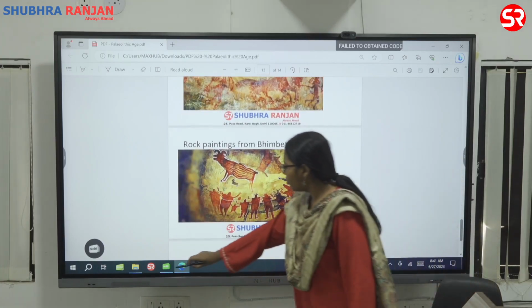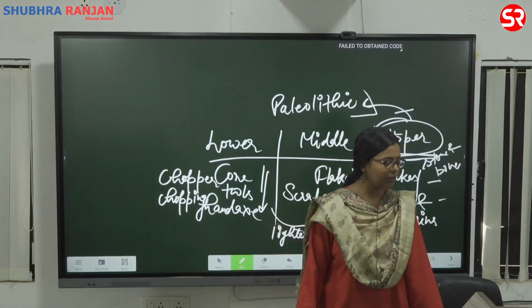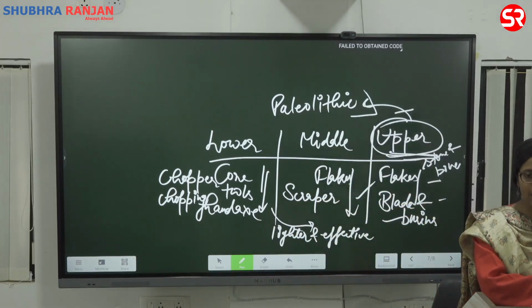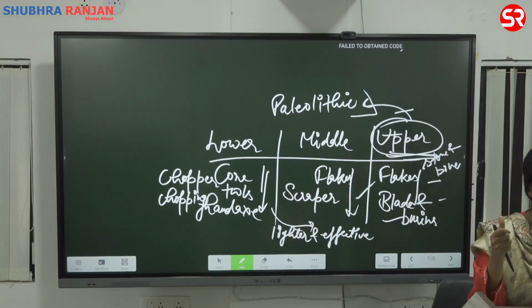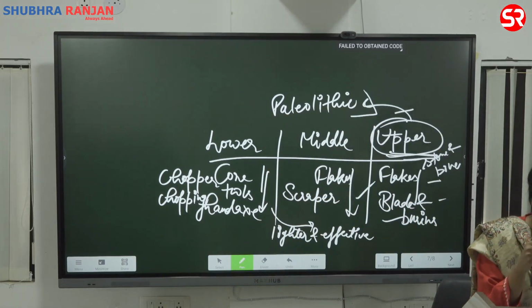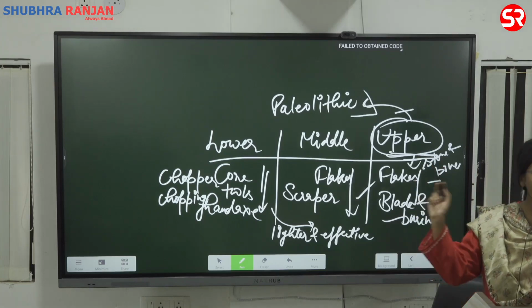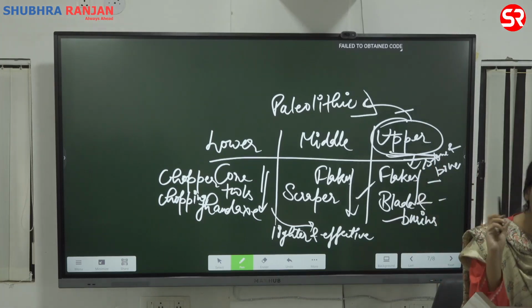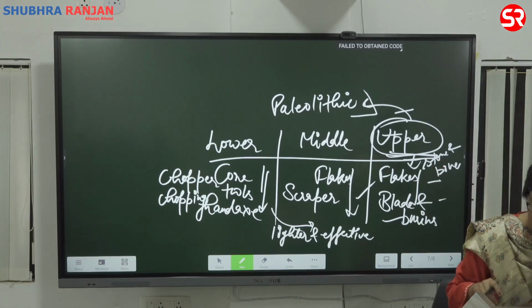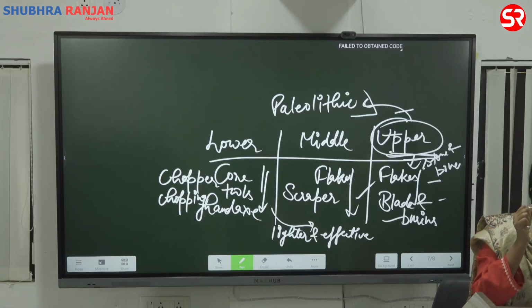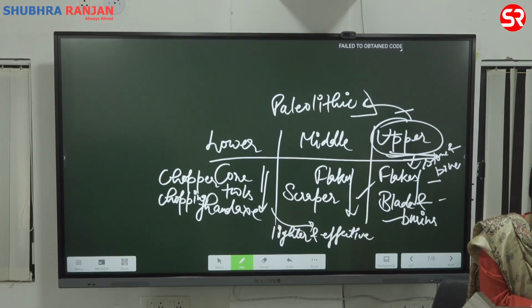Okay, now coming back to upper Paleolithic age, I will do rock art together. Not separately for Mesolithic and separately for upper Paleolithic, because this is a subjective question where you need to understand the development that is taking place. You need to know factually that it started here, but we will cover it after Mesolithic. Okay, is this clear? So this is something about Paleolithic. Is there any doubt? Do you want to ask anything about this?